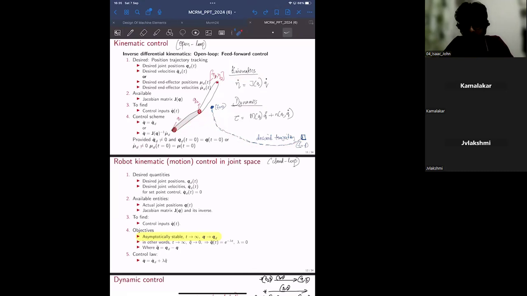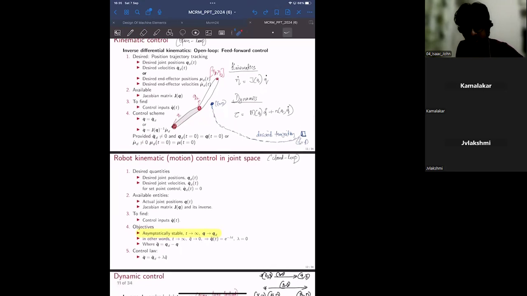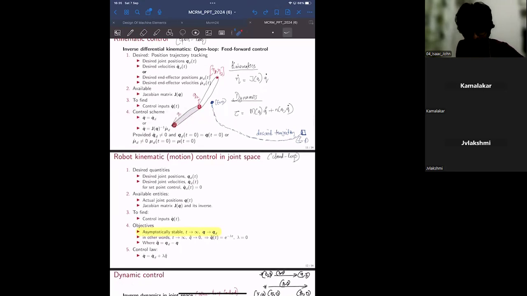Okay. So in the case of a closed loop, I'm not sure if it is visible? Yeah, it's visible, sir. Yeah, okay.